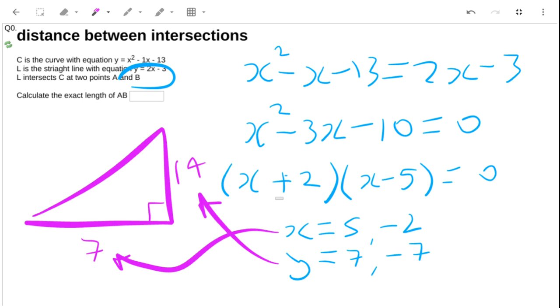I'm just going to do 7 squared plus 14 squared and take the square root of that, which gives me 15.7. And that's the answer. We're done.